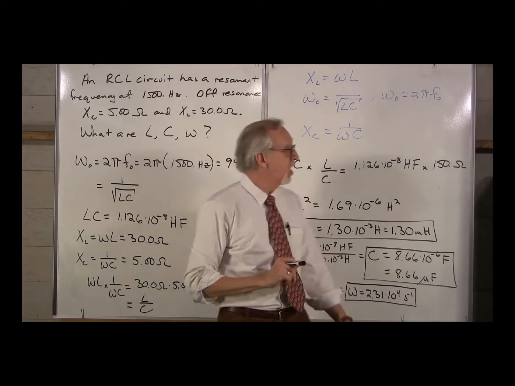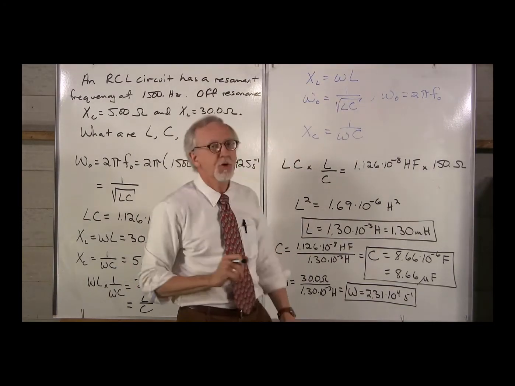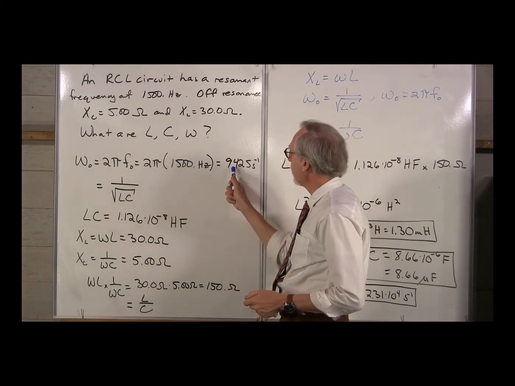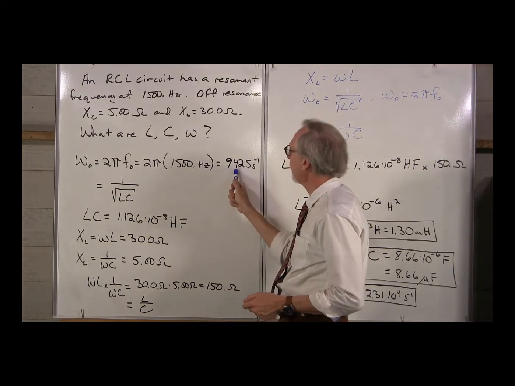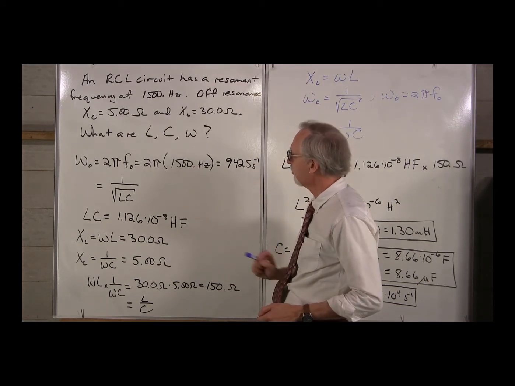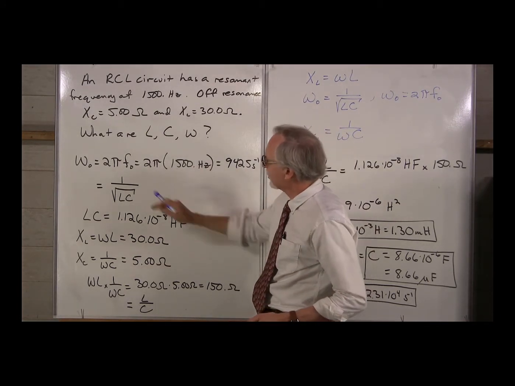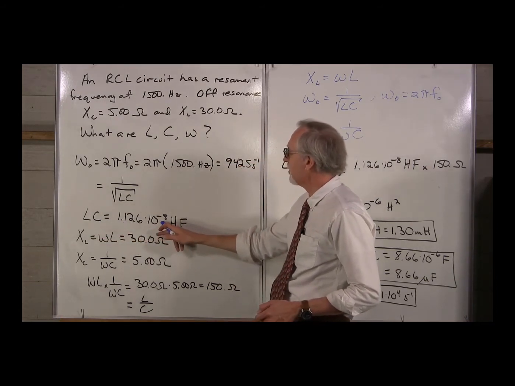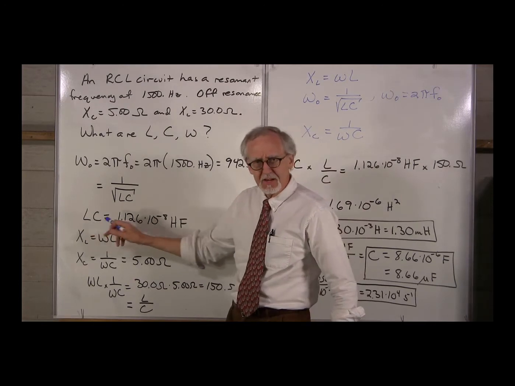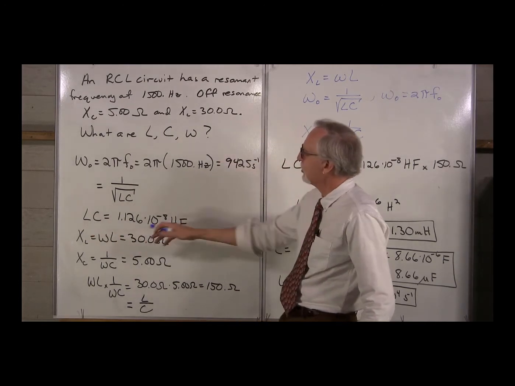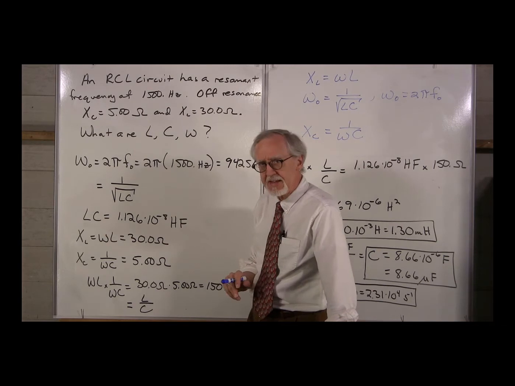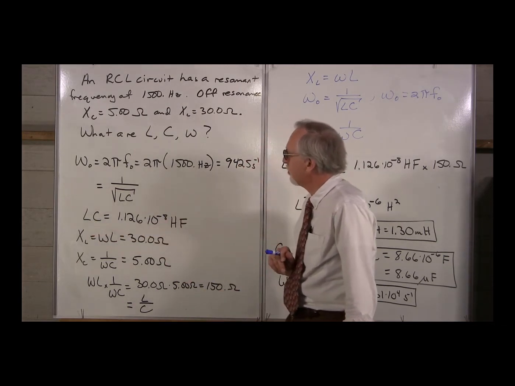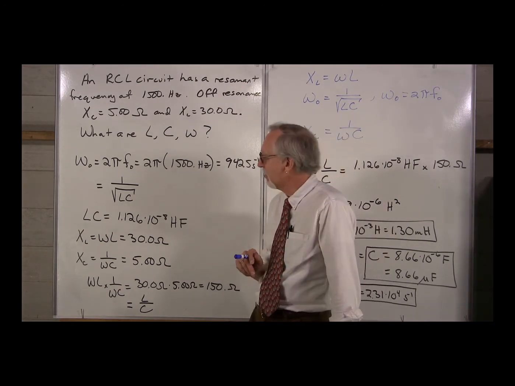We know that omega naught is equal to 1 over root LC. So we know that 1 over root LC equals 9425 inverse seconds. Taking the inverse of that and squaring it, we have that LC equals 1.126 times 10 to the minus 8. And what are the units for L times C? Well, you can put the units in here, but you know it's got to be an inductance times a capacitance, a Henry Farad. There we have LC equals 1.126 times 10 to the minus 8 Henry Farads.